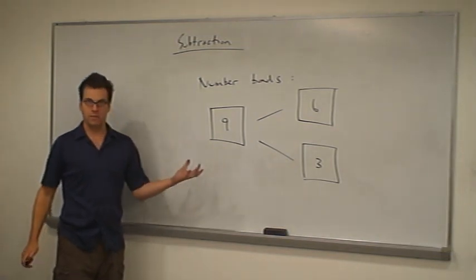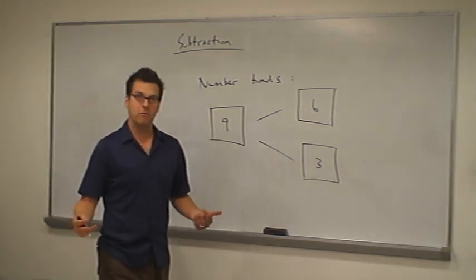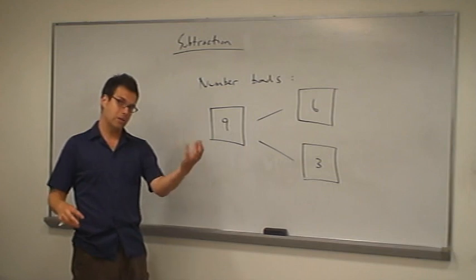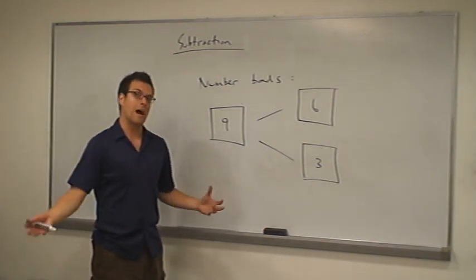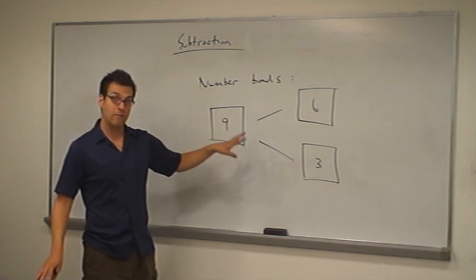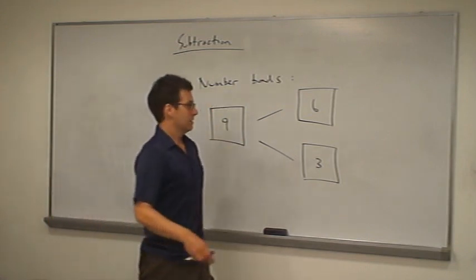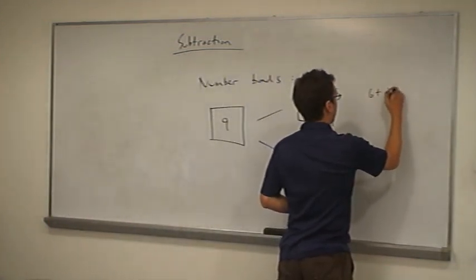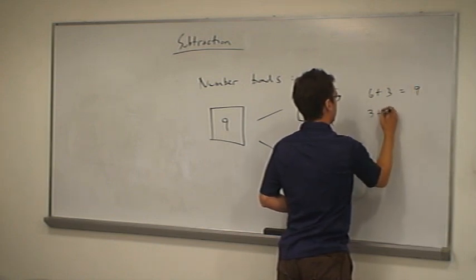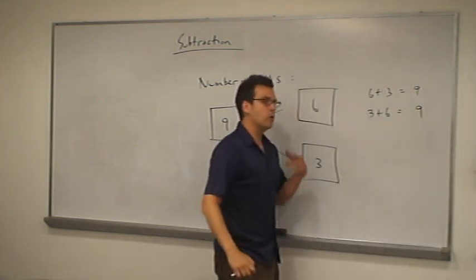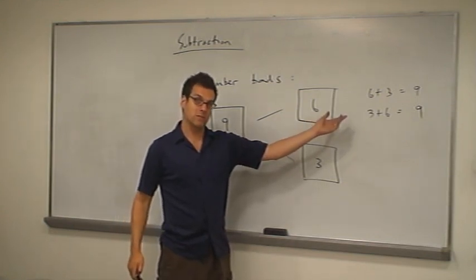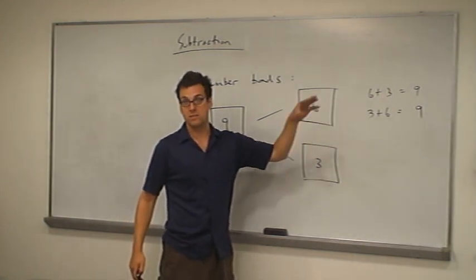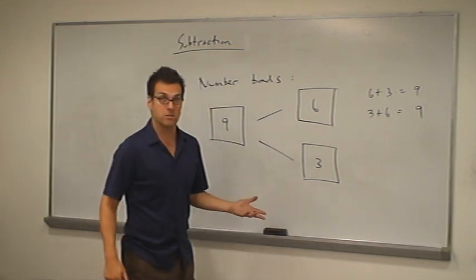And what a picture like this does, and this is a main feature of the Singapore text, is they have pictures that don't take up a lot of space and use a lot of words, but they really convey a lot. So there are actually 4 facts that are conveyed here, right? 6 plus 3 equals 9. 3 plus 6 equals 9. So not only are individual facts conveyed, but the commutative property of addition is conveyed as well, right? Because we see that 3 plus 6 and 6 plus 3 give the same answer.